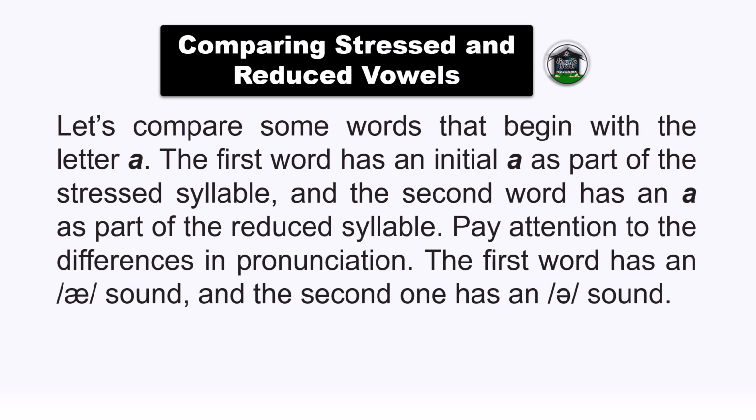Comparing stressed and reduced vowels. Let's compare some words that begin with the letter A. The first word that you hear will have an A in the beginning of the word, which is a stressed syllable, and the second word has an A as part of the reduced syllable. Pay attention to the differences in pronunciation. The first word has an ah sound, and the second one has an uh sound.